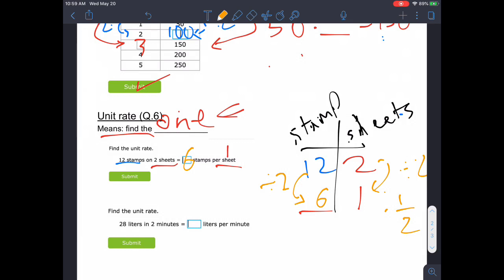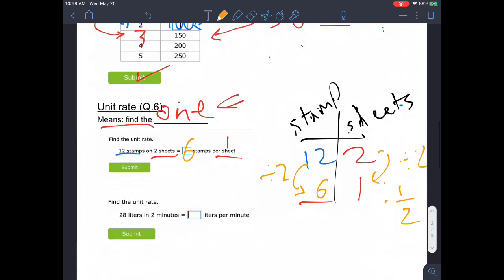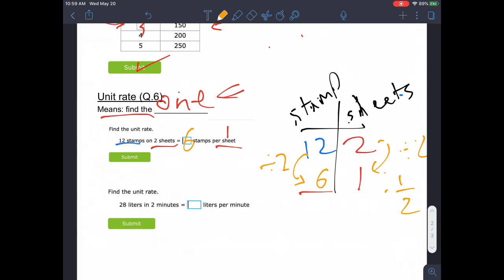One more example, I screenshotted for you. Same thing, 28 liters in 2 minutes. How many liters per minute? When it says per minute, it means 1. How do you go from 2 to 1? We just did that. Divide by 2, or we multiply by 1/2. How much is half of 28? You bet. 14. So I submit it. Alright, so these are the kind of problems you're going to see in Q6.